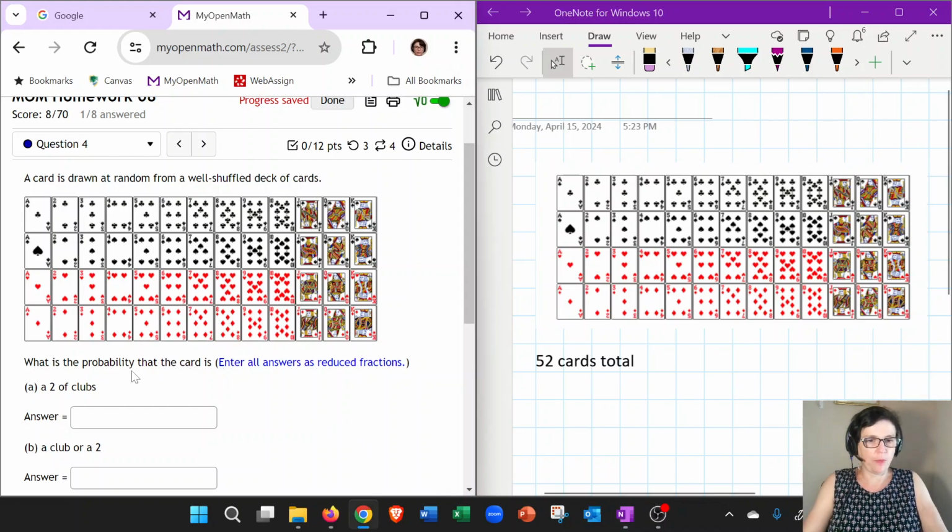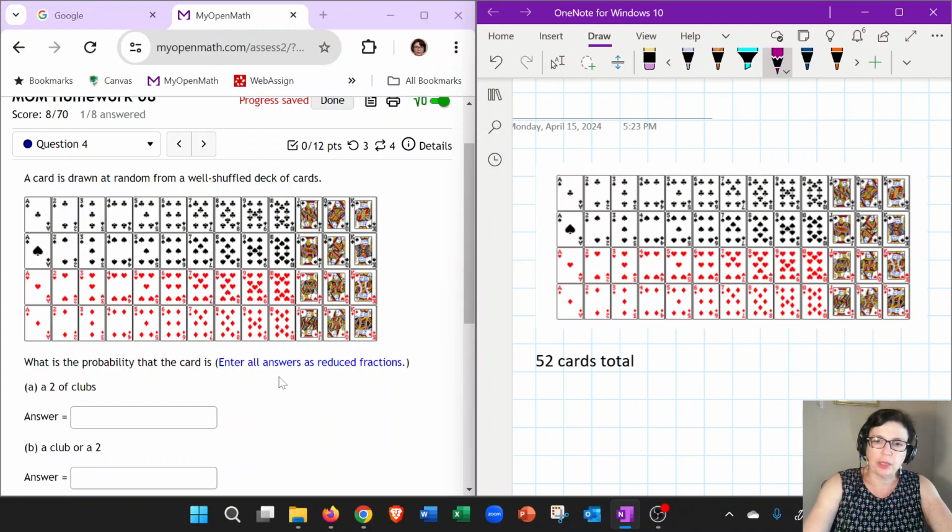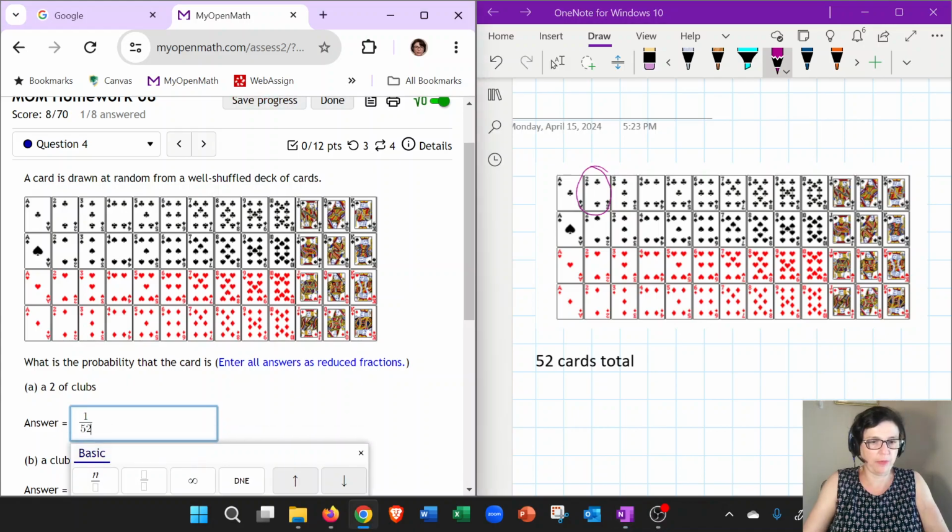So here we have, what's the chance that a card is a two of clubs? So what is two of clubs? Well, take a look at it. This is a two of clubs right here. There's only one card like that. So that's just going to be 1 divided by 52.